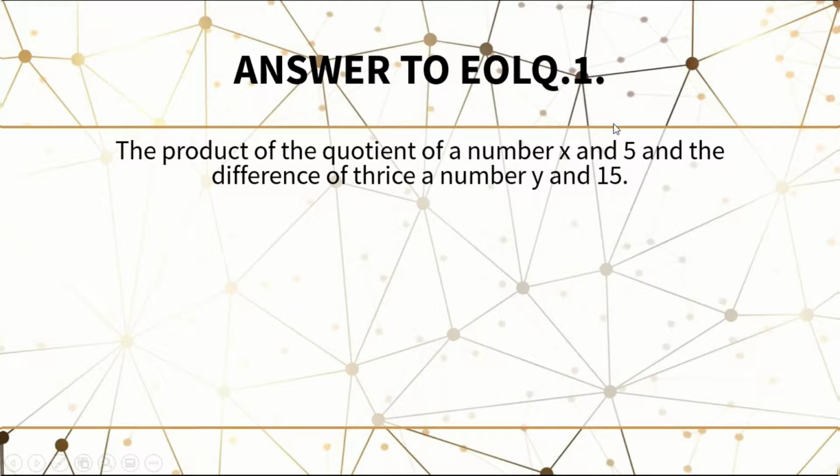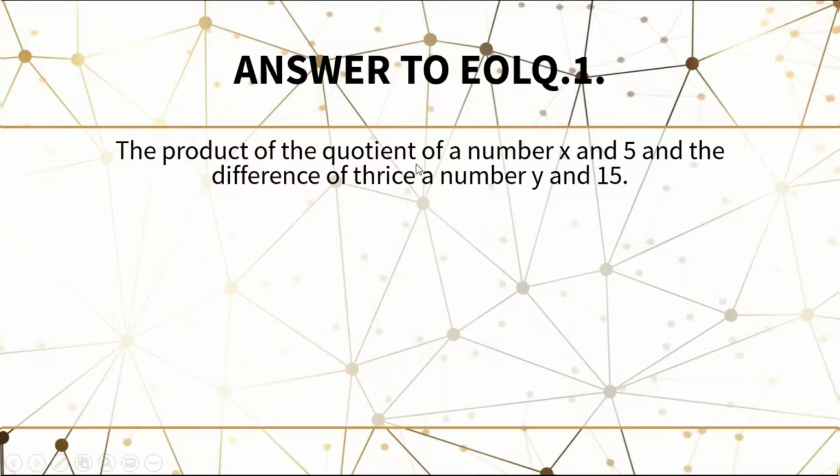Ang technique para matranslate natin dito is kailangan nating intindihin yung konsepto. So sabi sa expression na to, kailangan doon natin kunin yung product nung quotient of a number x and 5 and yung difference of thrice a number y and 15. So in this context, i-divide daw muna natin yung x and 5 at kukuhanin natin yung difference sa number y and 15, saka daw natin sila pag-multiply.